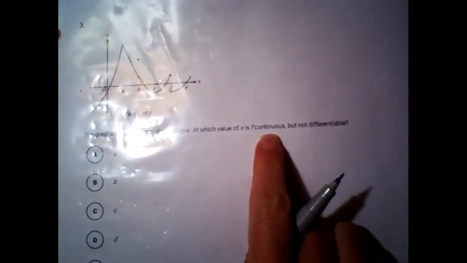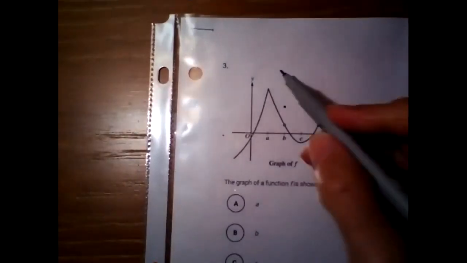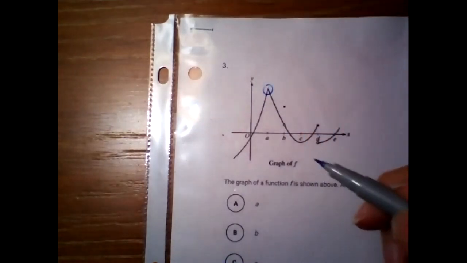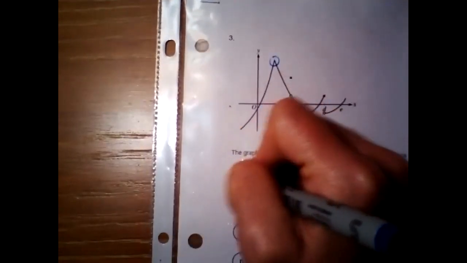All right, here we have this beautiful graph. It says, at which value of x is the function continuous but not differentiable? And so that would be here at A. The graph is continuous. You can trace it without lifting your pencil, but it's not differentiable because of the sharp edge. So that one.